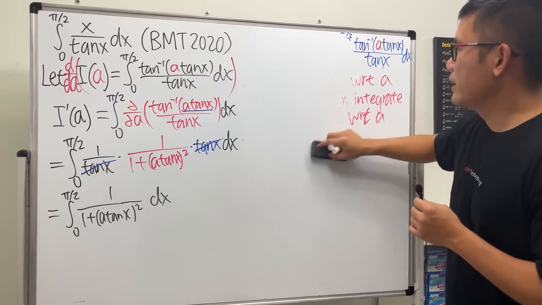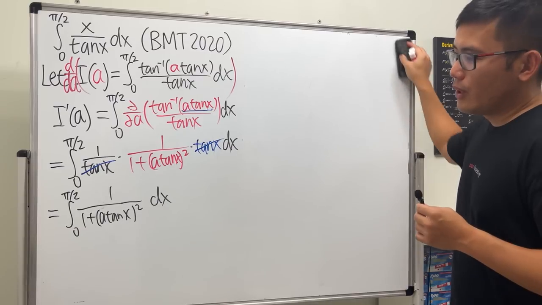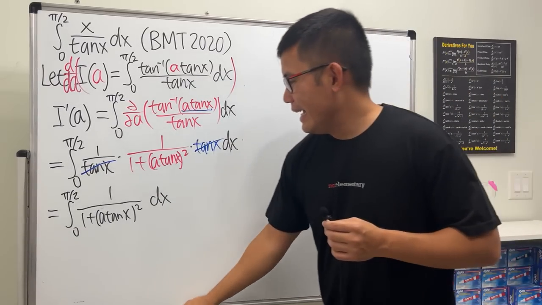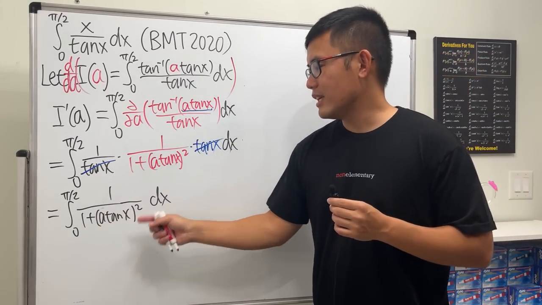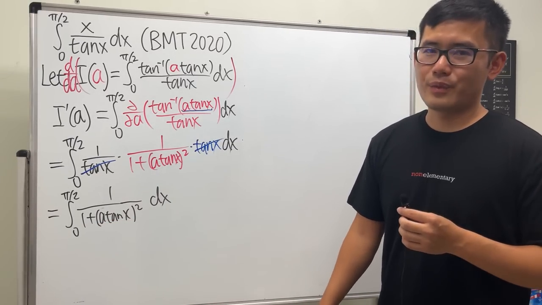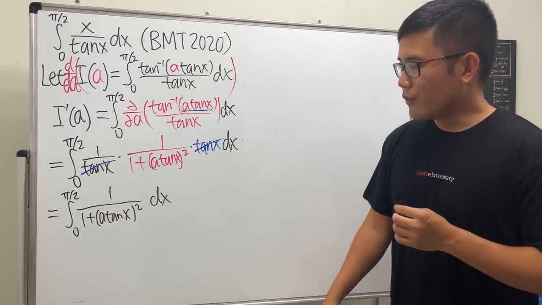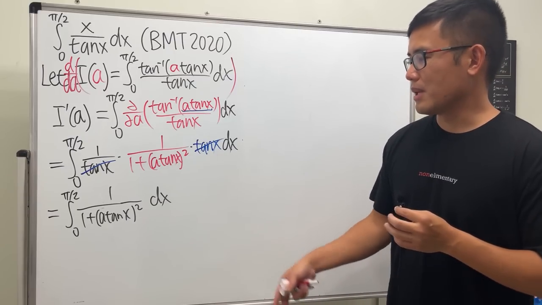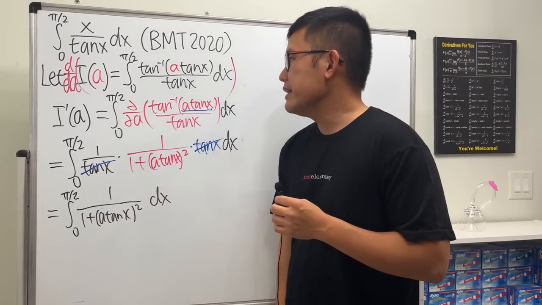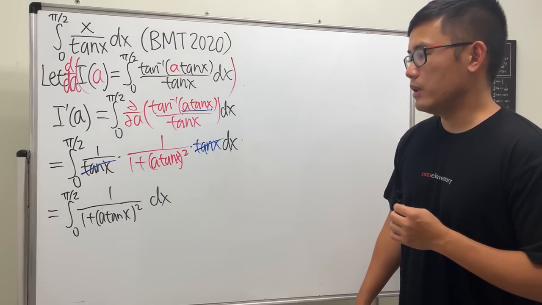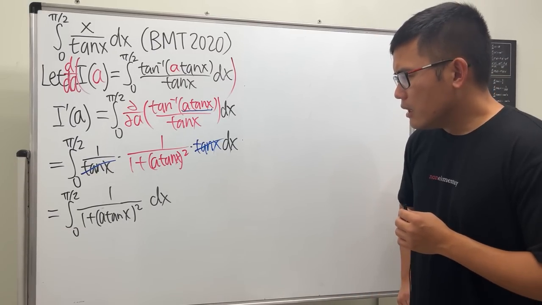Think about how we can integrate that. If the a is not here, this question is so easy, because 1 plus tangent square is just secant square, and then 1 over secant square is just cosine square, and so on. Okay, but we do have the a. A is not 1 yet. You have to deal with a at the moment. So how do we do this?